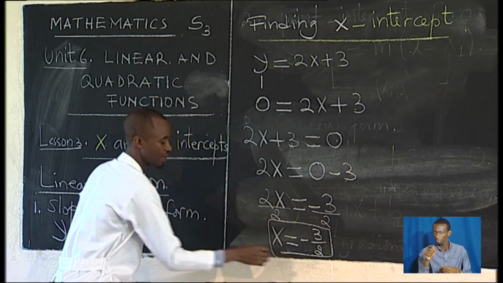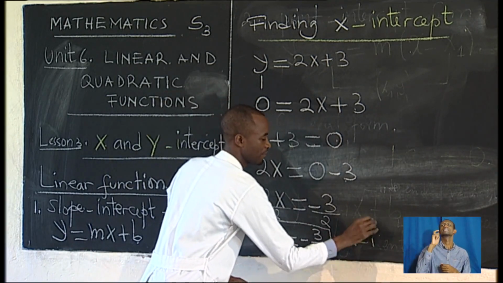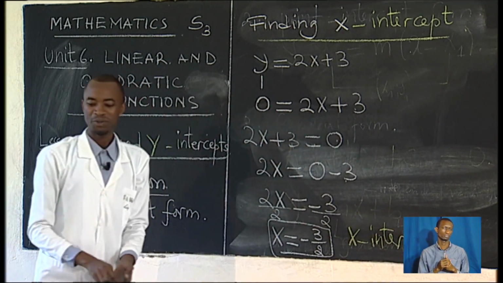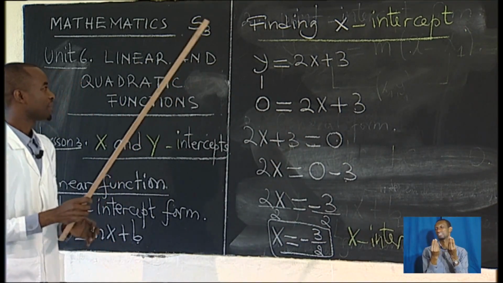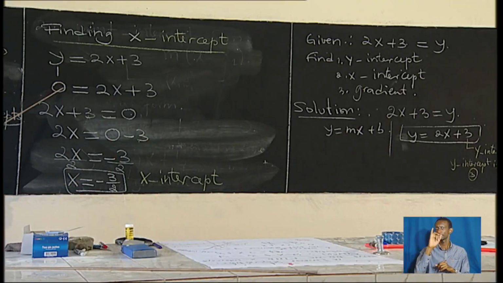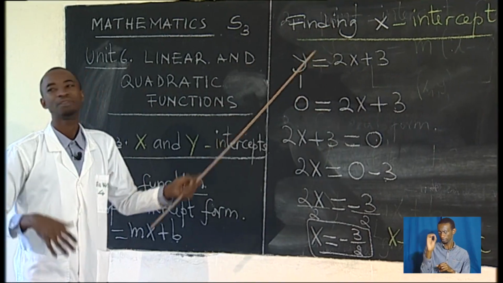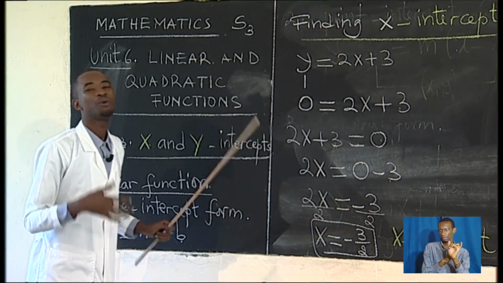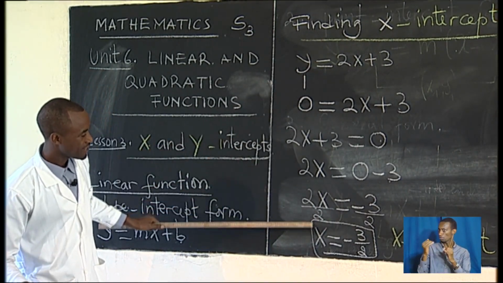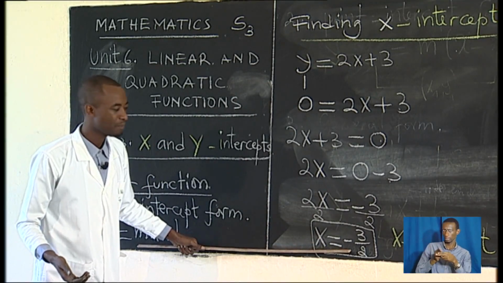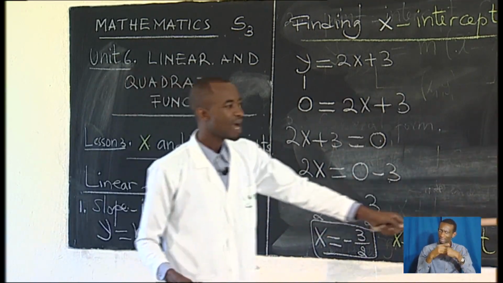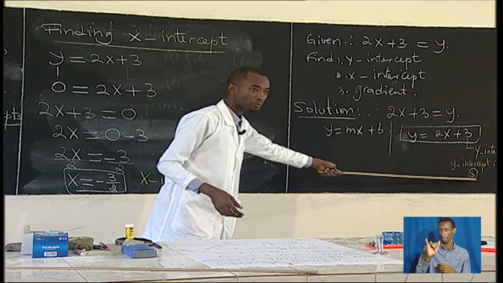This is x-intercept. Do you see? Very easy. When you are looking for x-intercept, you put 0 in the place of y, and then you solve the remaining equation. Or you find the value of x. When you look at this, this is what we call x-intercept, which is equal to negative 3 over 2. And remember, our y-intercept was 3.